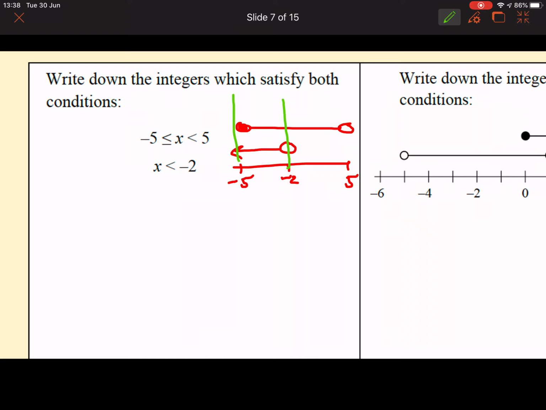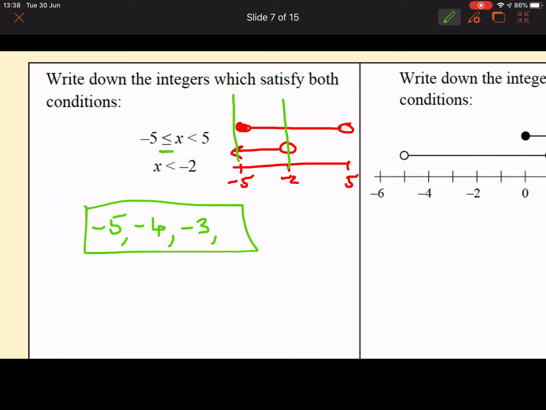So let's look at the bottom of it, minus 5. Could that be in both of those expressions? Yes, because of this all equals to, and it is still less than minus 2. So minus 5 works. Minus 4 works. Minus 3 works. Now what about minus 2? Minus 2 is definitely in our top bracket. Is minus 2 in our second? No, because it's an unshaded circle. So actually that is our final solution. Minus 5, minus 4 and minus 3.